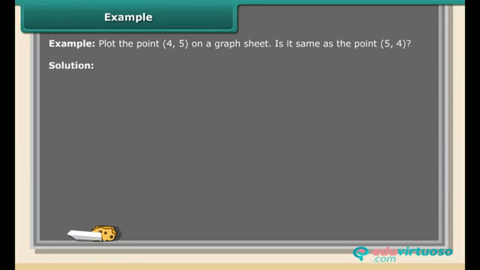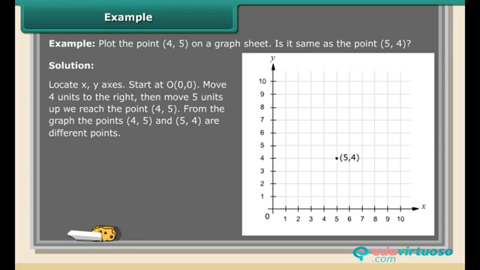Solution: Locate the x and y axes. Start at O, (0, 0). Move 4 units to the right. Then move 5 units up, and we reach the point (4, 5). From the graph, the points (4, 5) and (5, 4) are different points.